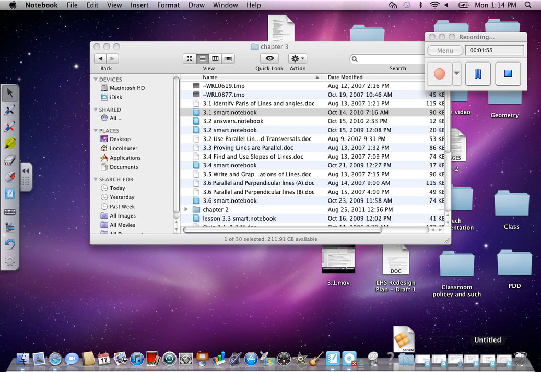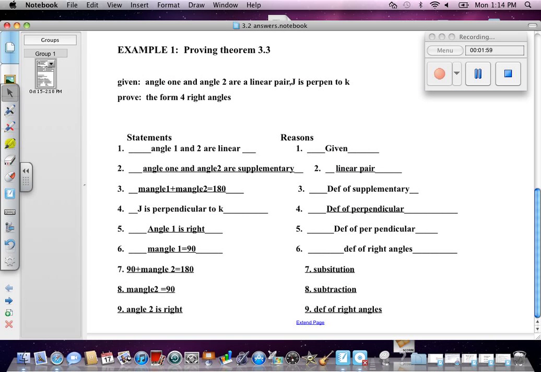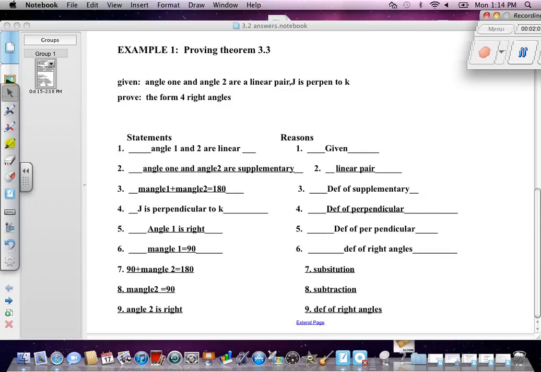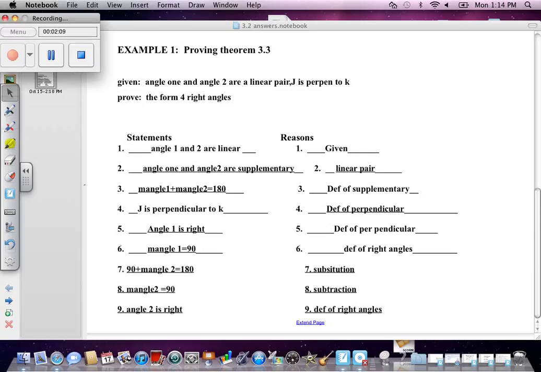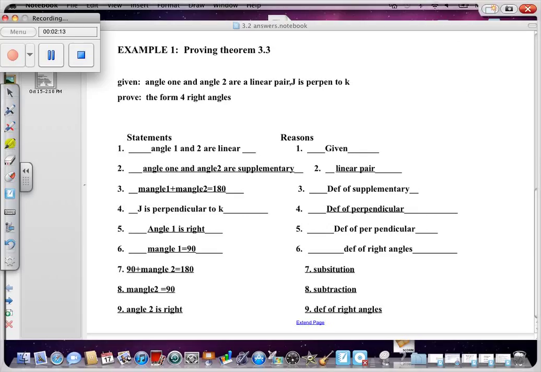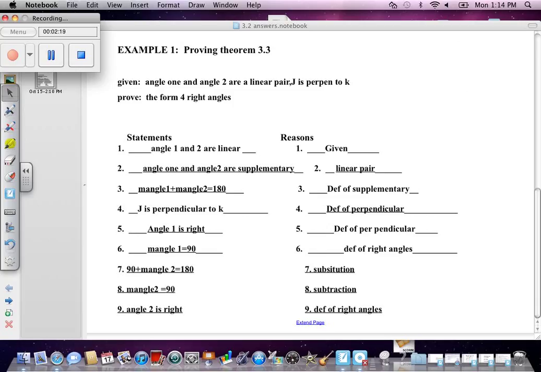Okay, so now we're going to go over the proofs. Okay, there's two proofs. So we've got this first one. You should have, oh, this is not the right thing. Excuse me, this is not the right thing.